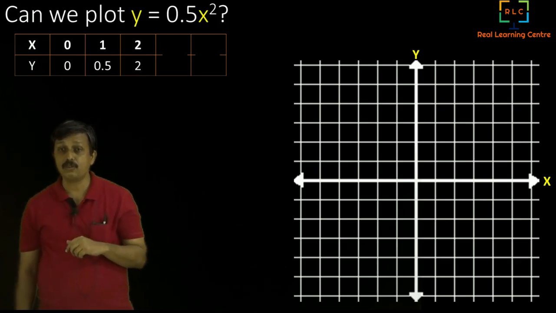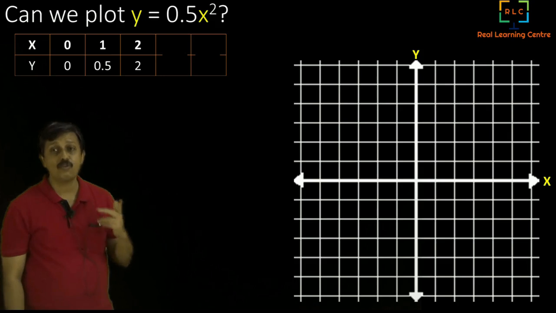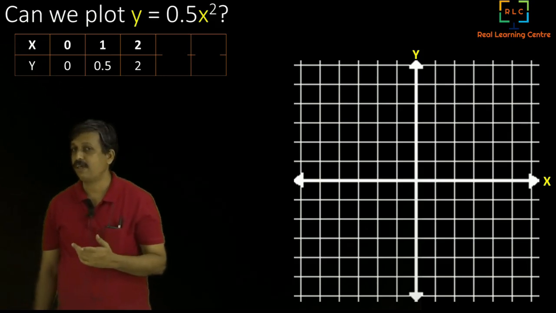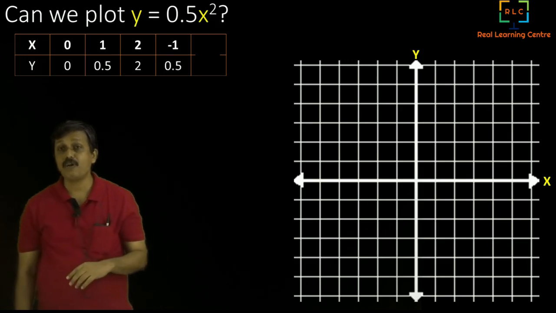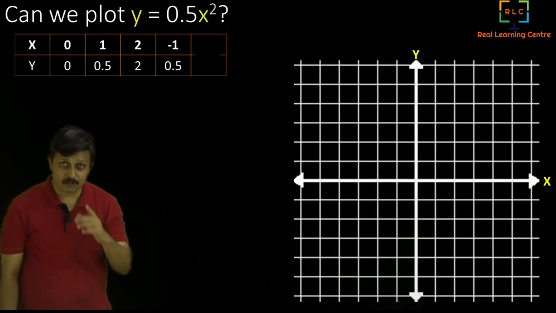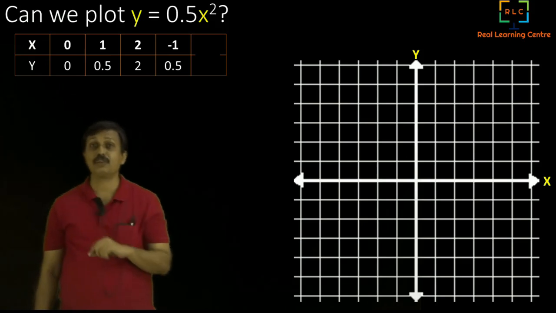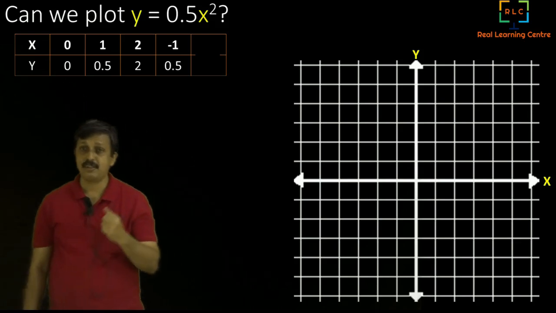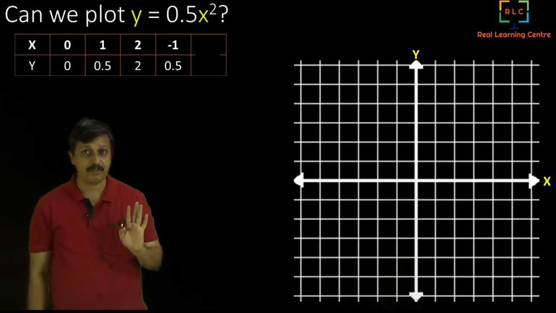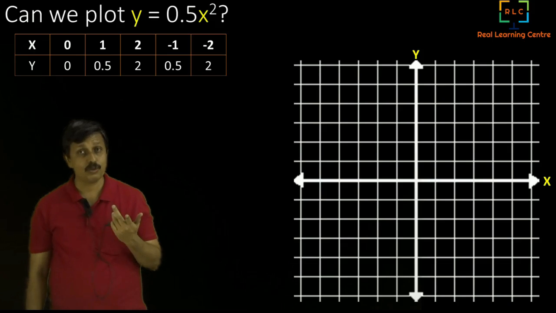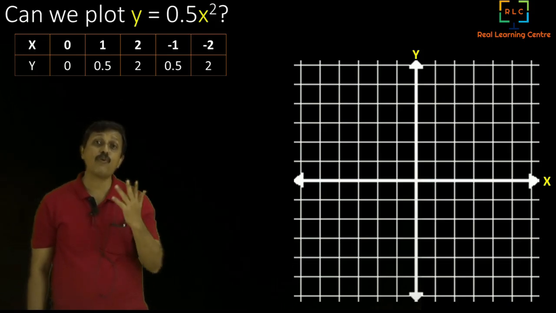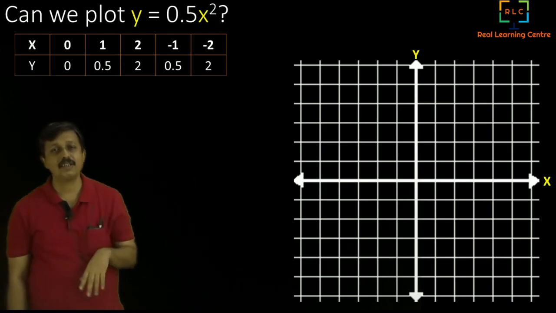So what about x = 2? 2 squared is 4, 4 into 0.5 is 2. So y = 2. What about -1? -1 squared is actually +1 only. +1 into 0.5 is again +0.5. Even if I give -2, -2 squared is 4 and 4 into 0.5 is 2. So this is again a positive number.